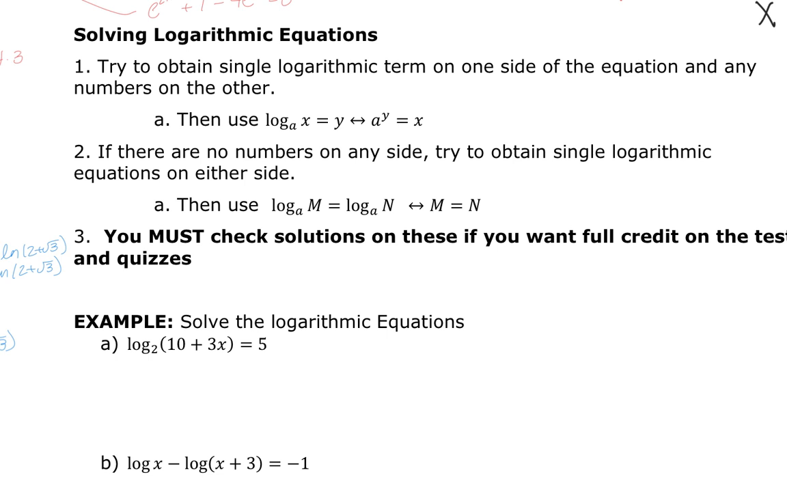All right, so I'm going to turn this into its equivalent exponential, and I'm going to have 2 to the 5th is equal to 10 plus 3x. So 2 to the 3rd is 8, 2 to the 4th is 16, 2 to the 5th is 32, is equal to 10 plus 3x. Subtract 10 from both sides, and I get 22 divided by 3 is equal to x. And I just need to check to make sure that when I put this in right here, it will not be a negative value, and it will not.